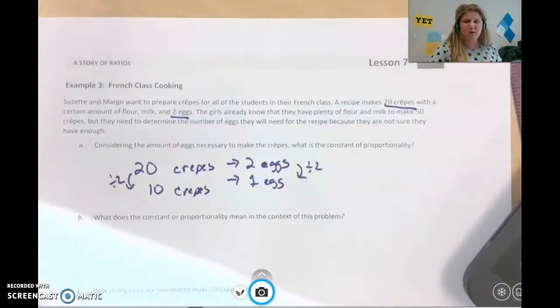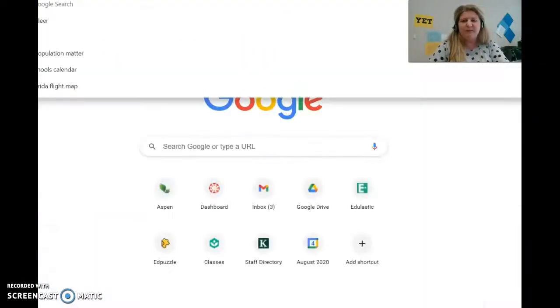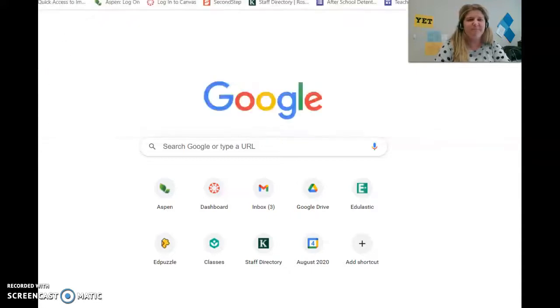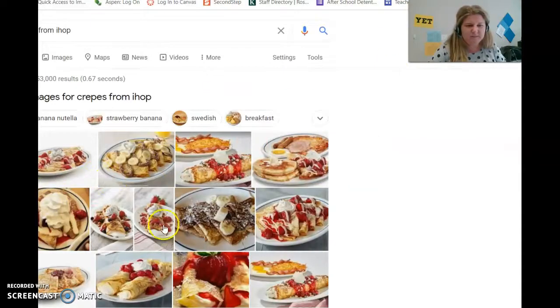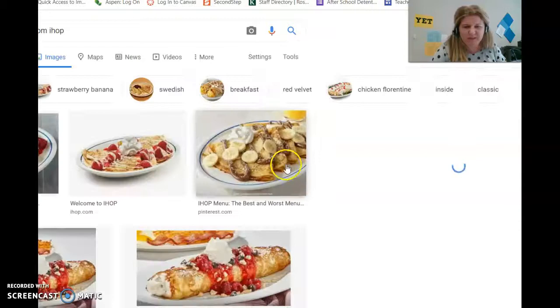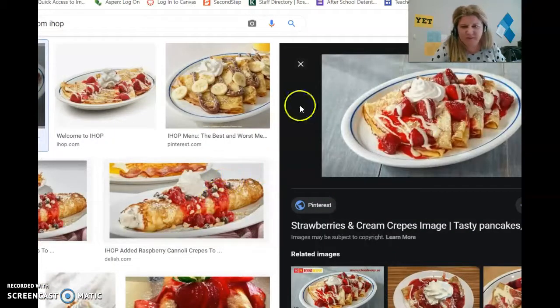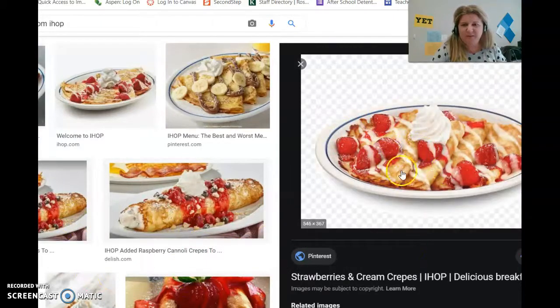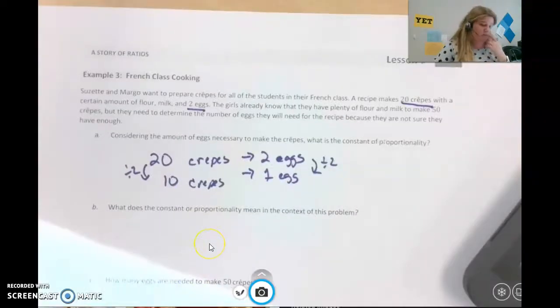Now, what is a crepe? I love crepes. It's like a really thin pancake. All different kinds. They are definitely yummy. Really thin, kind of folded up pancake. Okay, back to the math.